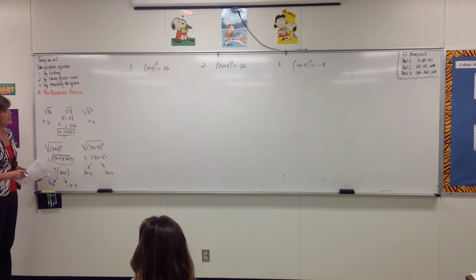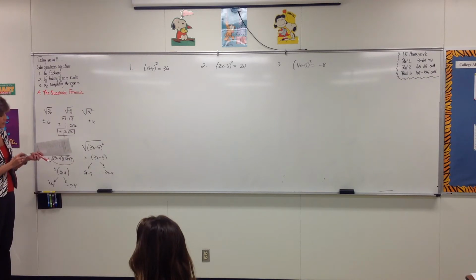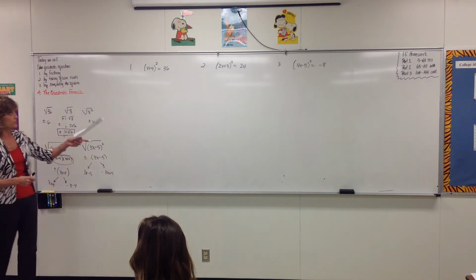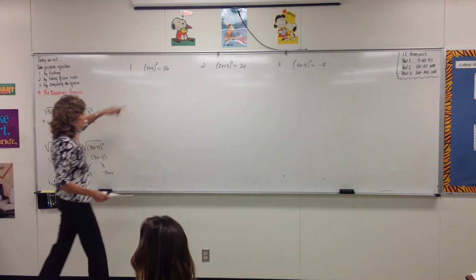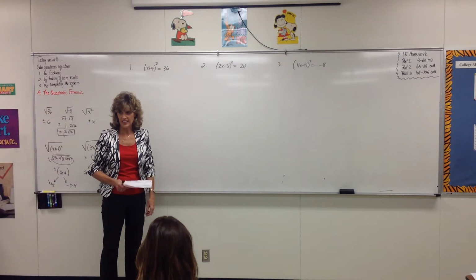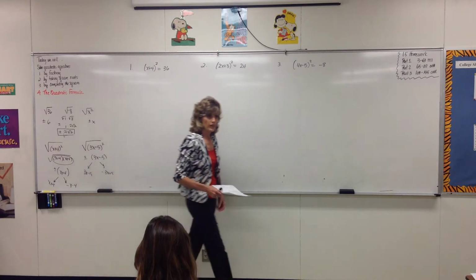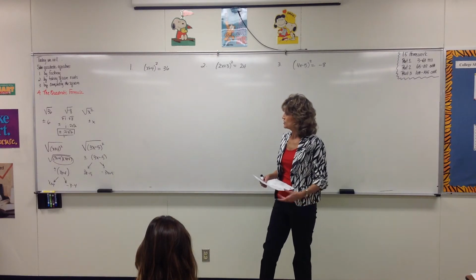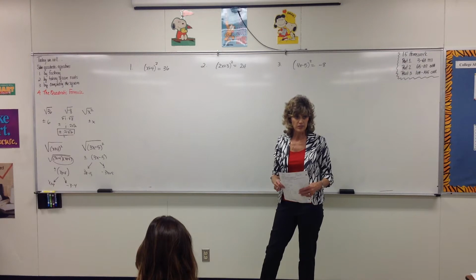So, if you can get something squared by itself, like these 3 examples up here, notice how all 3 of these have something squared all isolated. If you can get something squared and isolated, then the easiest thing to do to solve them is take the square root of both sides.